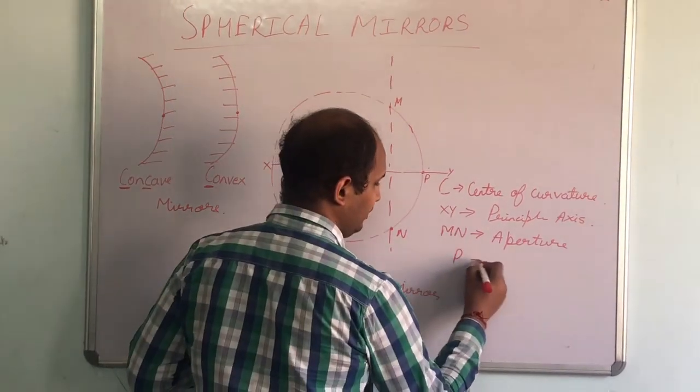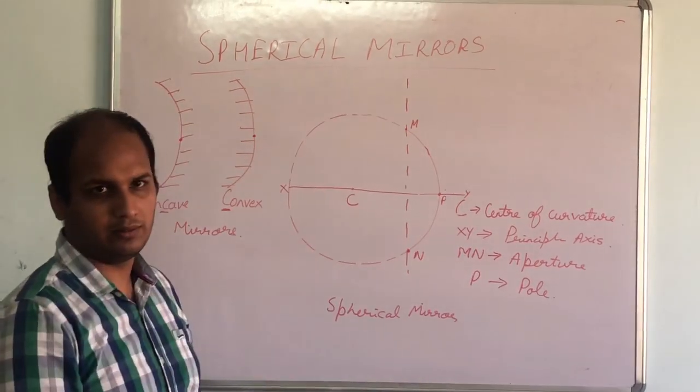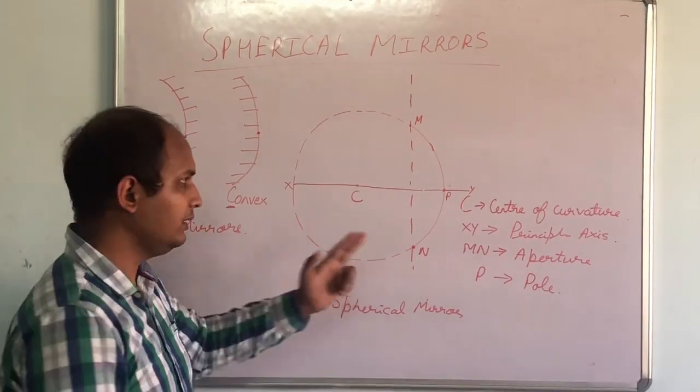Now P is the pole. What is the definition of pole? Pole is the center point of the mirror.